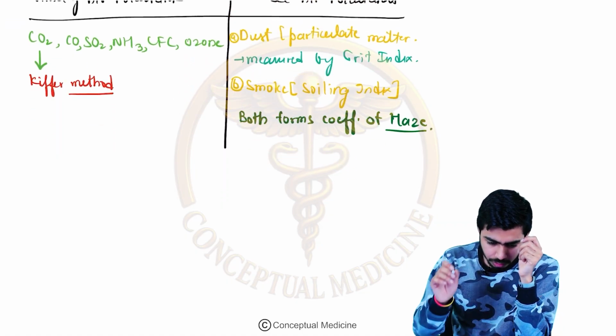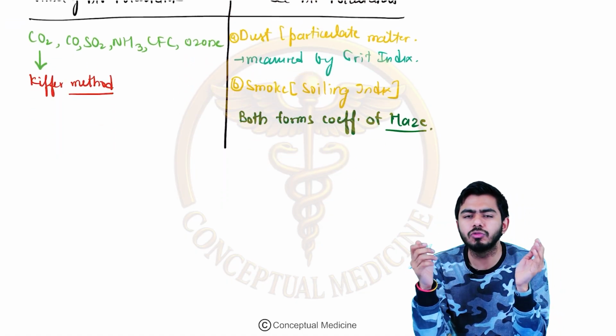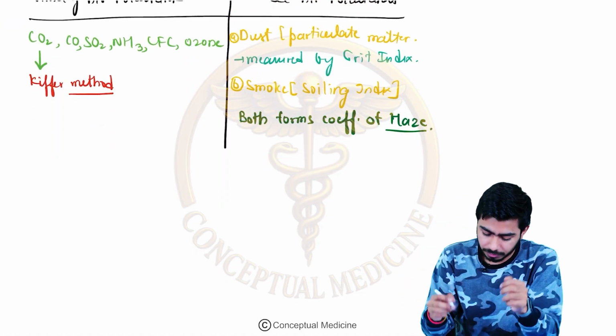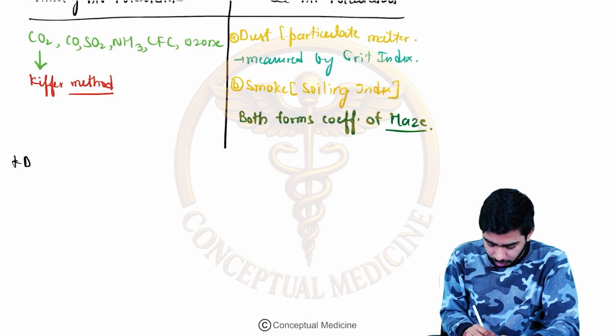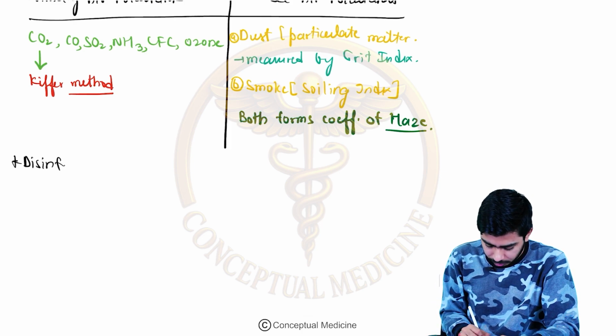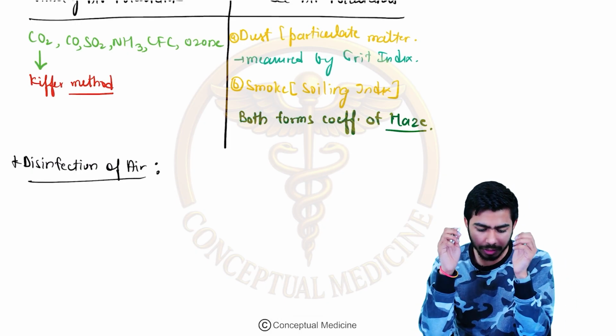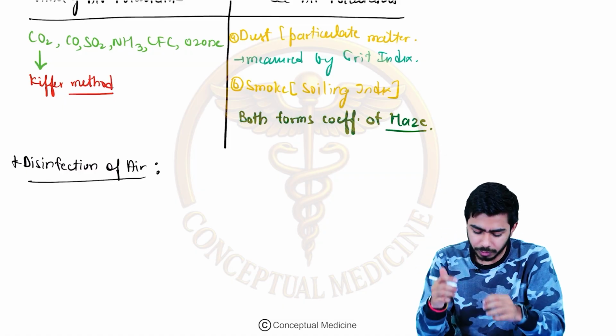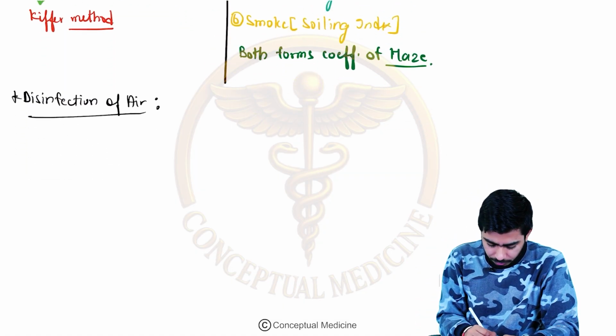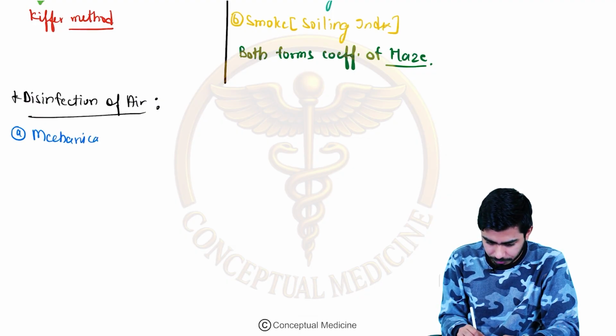Okay, now once you understood that, now we shall move on to the air disinfection, right? So disinfection of air, very commonly they are asking us. If we talk about the disinfection of air, we are talking about some methods over here. For example, one method is the mechanical method. Okay, another one could be the chemical method.